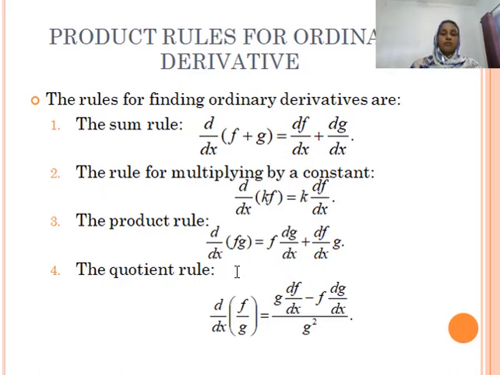Suppose you have a ratio of two functions, and you need its first derivative. Then you can apply the quotient rule: d by dx of f by g equals g into df by dx minus f into dg by dx, divided by g squared. Okay, all these are the product rules in connection with the ordinary derivatives. Now we can move on to the vector differential operator.